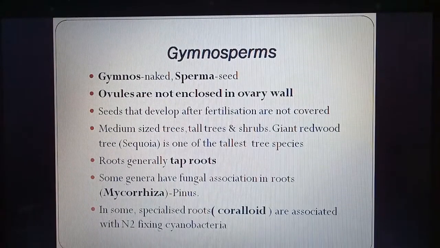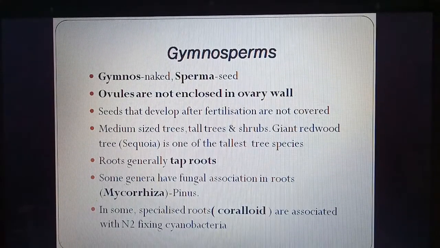Now we can see another group. The next plant group is Gymnosperm. Gymnos means naked or which is not covered, and sperma means seed. So the seeds are not covered. Ovules are not enclosed in ovary wall. The seed that develop after fertilization are not covered. So the seeds are exposed. They are not inside a fruit.